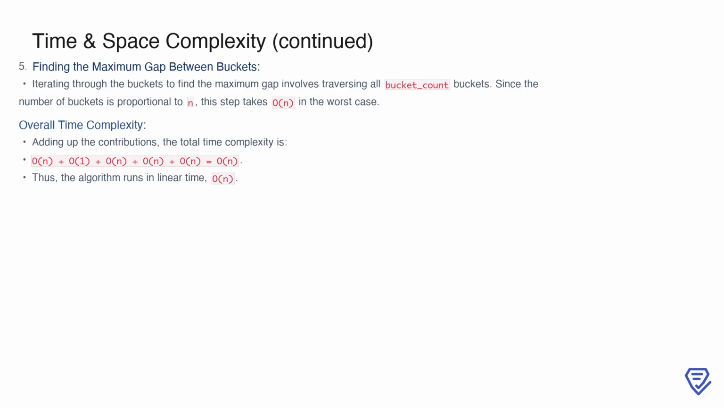When we add up all the steps, the overall time complexity of the algorithm is O(n) for finding the minimum and maximum values, O(1) for calculating the bucket size and count, O(n) for initializing the buckets, O(n) for placing the numbers into buckets, and O(n) for finding the maximum gap. Combining these, the total time complexity remains O(n), meaning the algorithm runs in linear time.